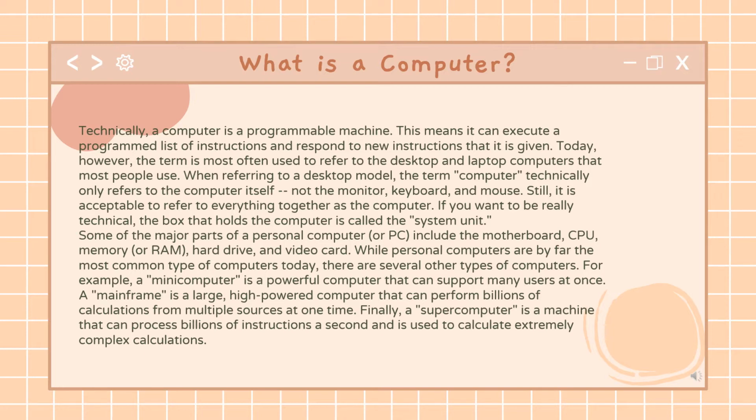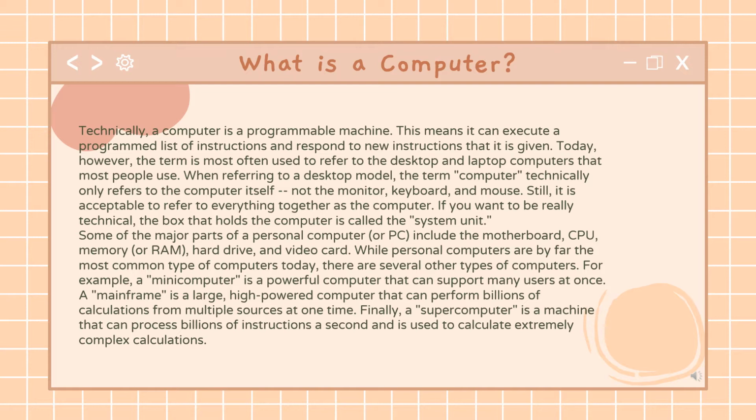When referring to a desktop model, the term computer technically only refers to the computer itself, not the monitor, keyboard, and mouse. Still, it is acceptable to refer to everything together as the computer. If you want to be really technical, the box that holds the computer is called the system unit. Some of the major parts of a personal computer or PC include the motherboard, CPU, memory or RAM, hard drive, and video card.